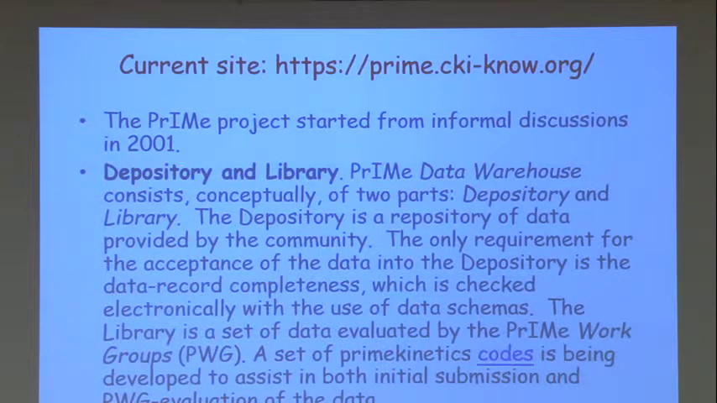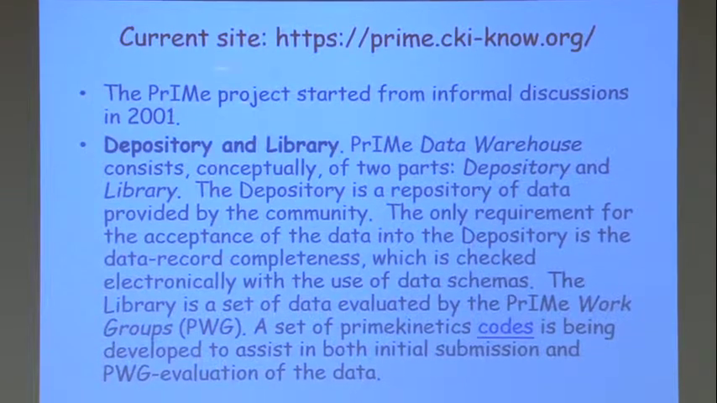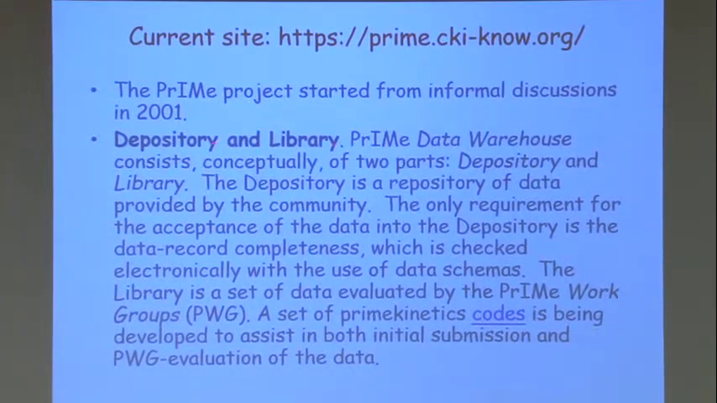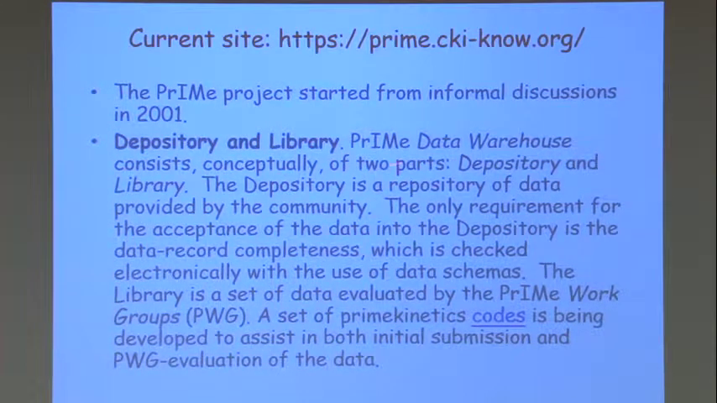And so here's the current site, which is no longer in Berkeley. So there's a depository and a library. The depository is a repository of data provided by the community. The only requirement is that there is data record completeness, which is checked electronically for use in the data schemas. And the library is a set of data evaluated by the PrIMe work groups, which I'll show you in a minute. And a set of PrIMe kinetics codes is being developed to assist in both initial submission and evaluation of the data.